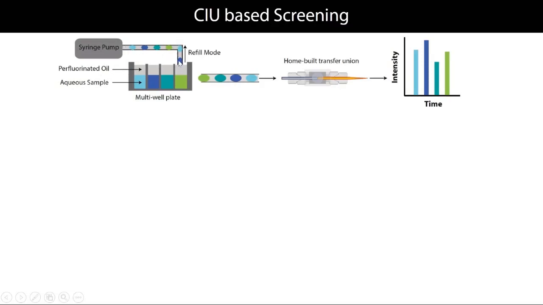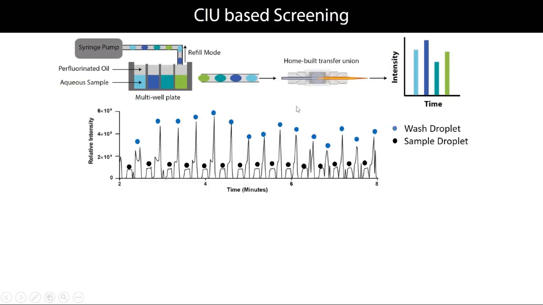We then take this archived droplet-based tube, connect that directly to our home-built transfer union for electrospray ionization, and we perform our native ion mobility mass spectrometry data collection directly from each of these now encapsulated droplets.